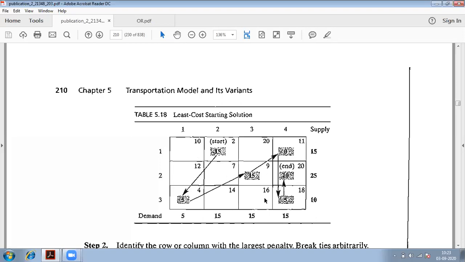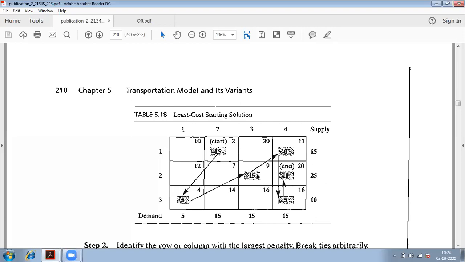12, 4, 9, 16, 20, 18. Among 12, 4, 9, 16, 20, 18, 4 is the least. So therefore you allocate maximum 5 to the particular least cost cell. So this vertical column is completely removed. This horizontal row is removed and you are left with 9, 20, 18, 16. Among all the 9, 20, 18, 16, 9 is the least.